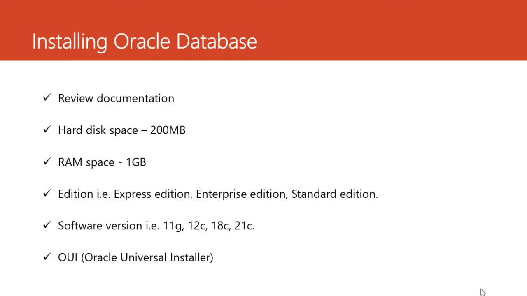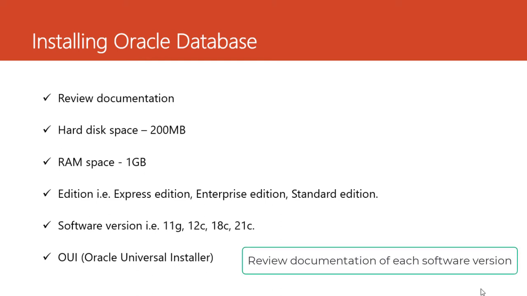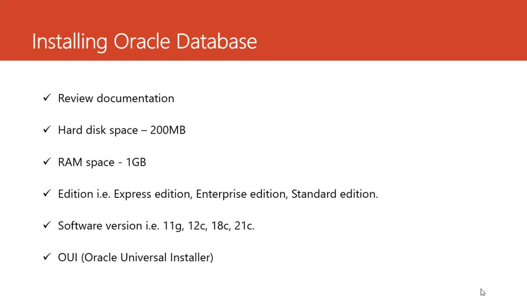So whenever you are installing Oracle, you review the documentation of each version. You can get the documentation from the Oracle website for every software. Among the requirements of this Oracle 11G software, you need to have hard disk space, a minimum of 200 MBs for you to be able to install the software. Then the RAM space of 1 GB, that is the minimum.